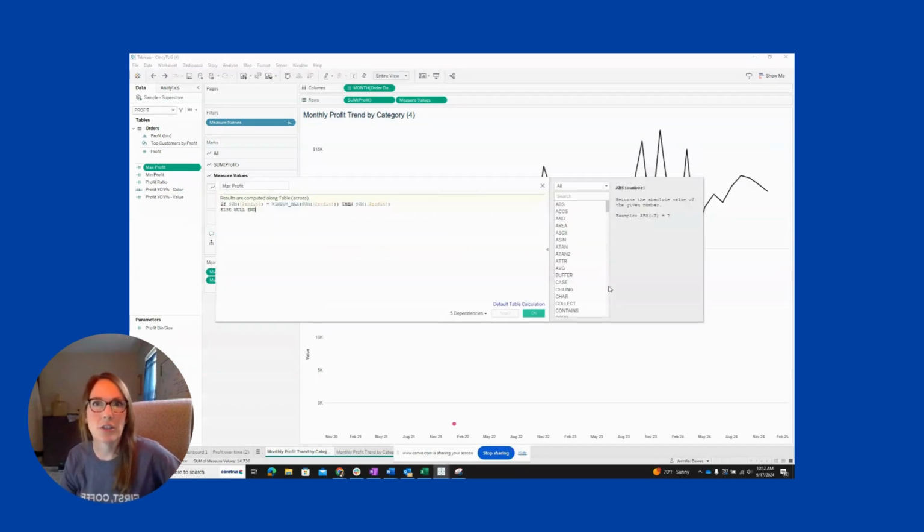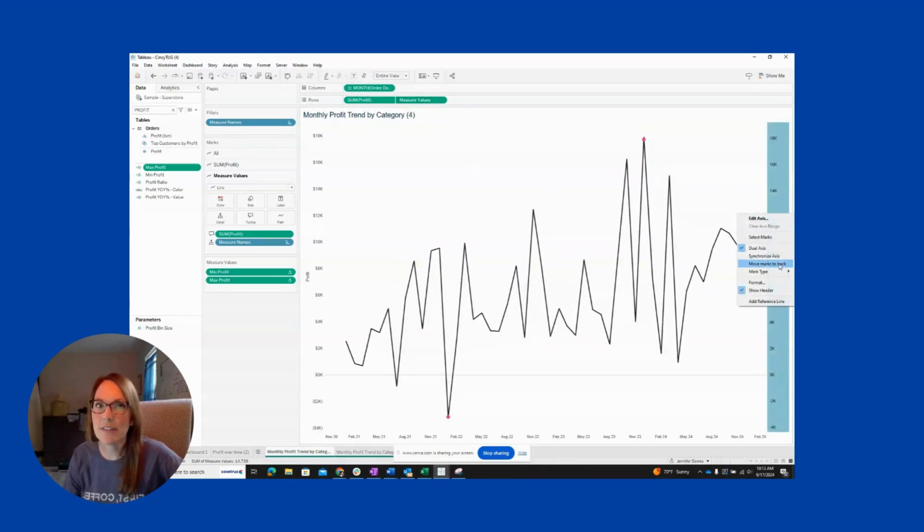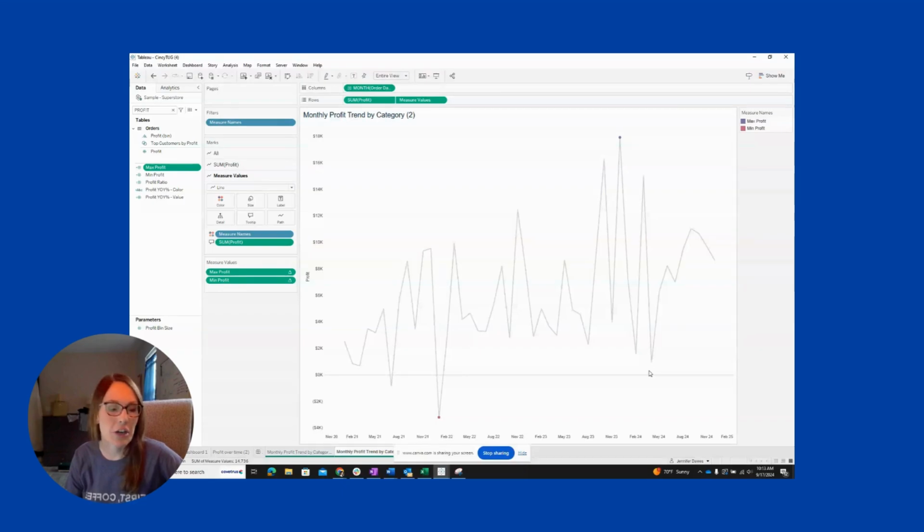The calculation looks something like this, and it was pulling the window max for sum of profit. I wrote the same calculation pulling the window min, and then I pulled measure values onto my axis with min and max for profit. And there we go. We have a chart with two dots showing the min and the max, and then the line chart showing profit over time. All we need to do is do the dual axis, synchronize, and there you go. But I think there's a faster way to get there that I've recently learned and I want to share.